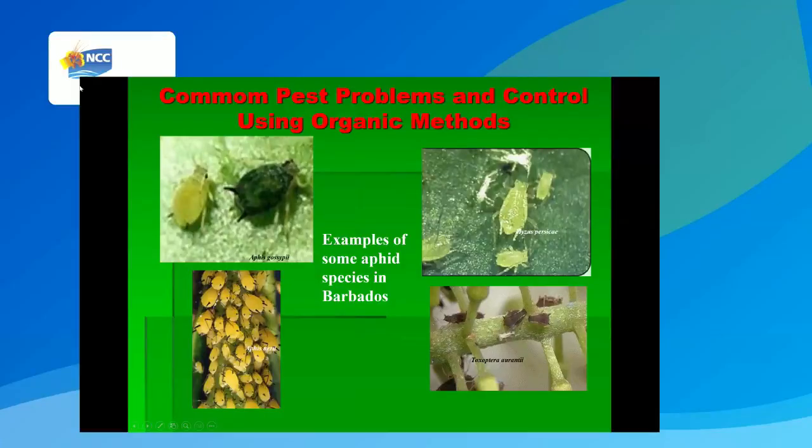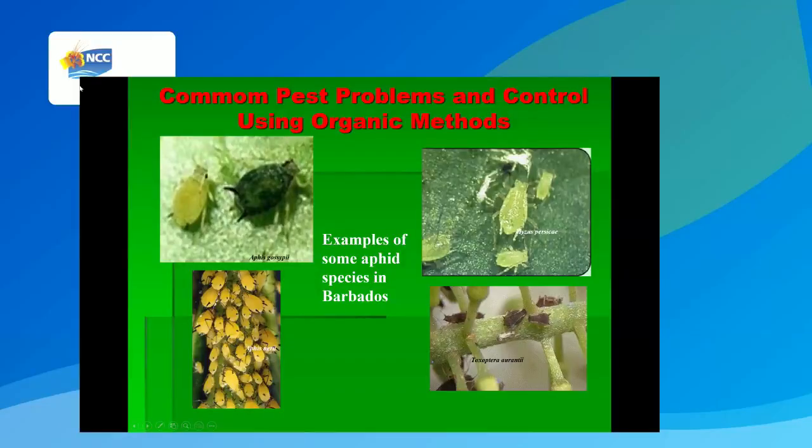Some further examples of the aphids include things like the Myzus persicae, the green peach aphid, Toxoptera, which is the citrus aphid. And again, we have a whole range of different species here in Barbados. They can be a problem. There are problems at times, particularly in the dry weather.